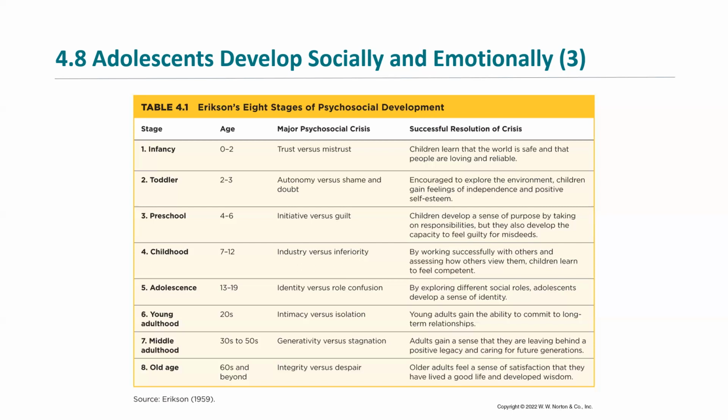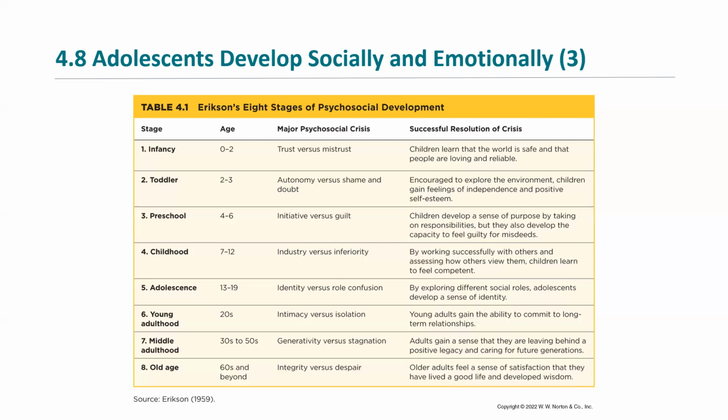During adolescence, what we're talking about now is identity versus role confusion. As it says here, by exploring different social roles, adolescents develop a sense of identity. You go into young adulthood in the 20s. The key psychosocial crisis is developing a sense of intimacy. It's the time to start forming meaningful, close relationships in an intimate manner.